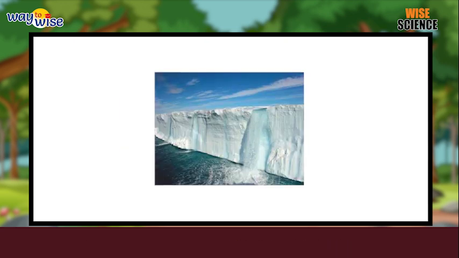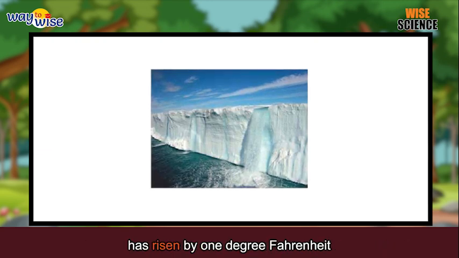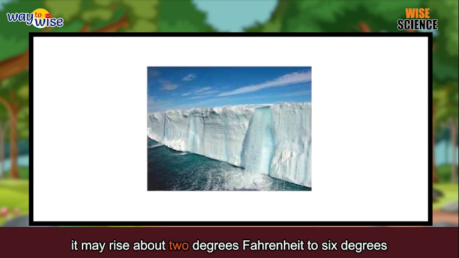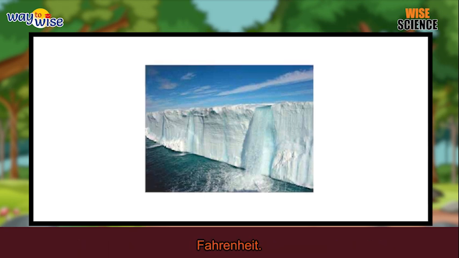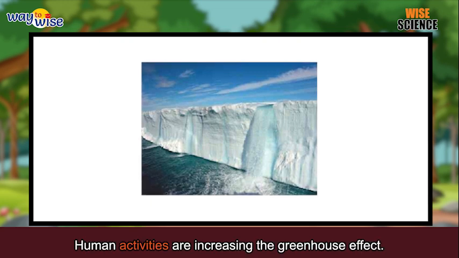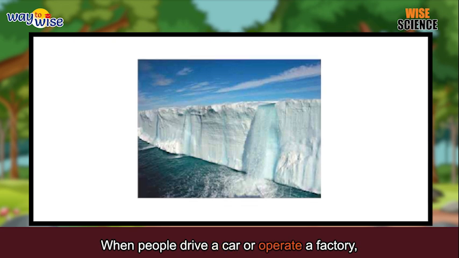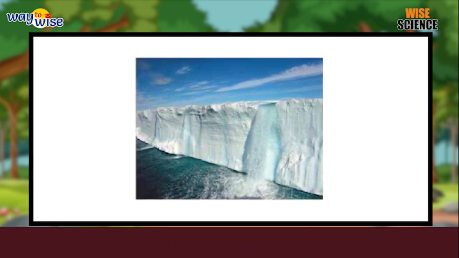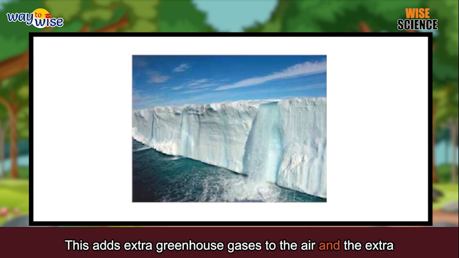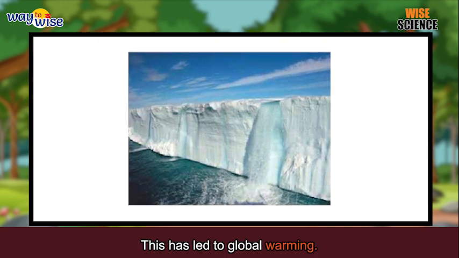Global warming. In the last 100 years, the average temperature of the Earth has risen by 1 degree Fahrenheit, and in the next century, it may rise about 2 degrees Fahrenheit to 6 degrees Fahrenheit. This will change the climate for the worse. Human activities are increasing the greenhouse effect. When people drive a car or operate a factory, they burn coal, oil, and other fuels. This adds extra greenhouse gases to the air, and the extra gases trap more heat. This has led to global warming.